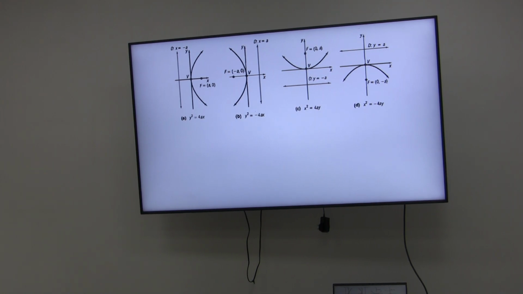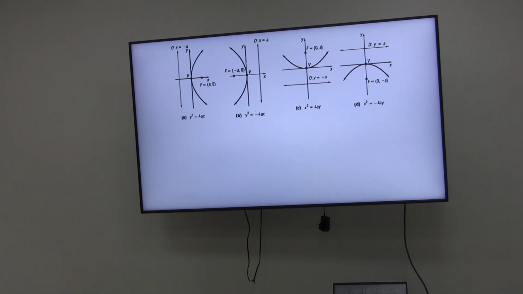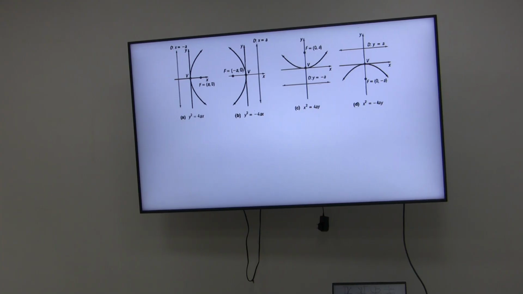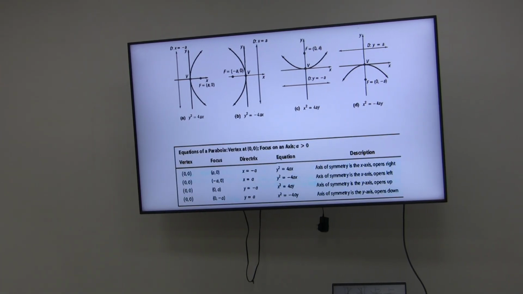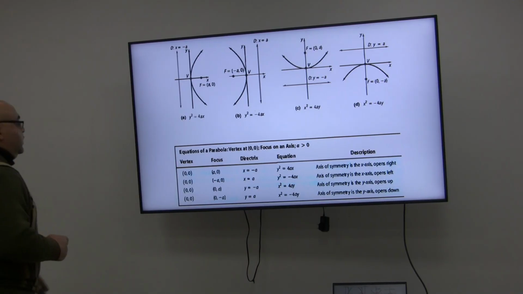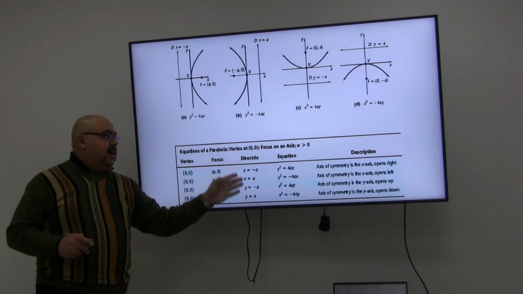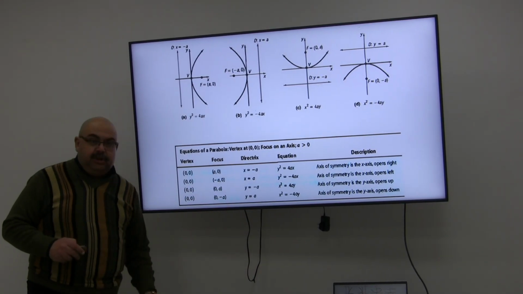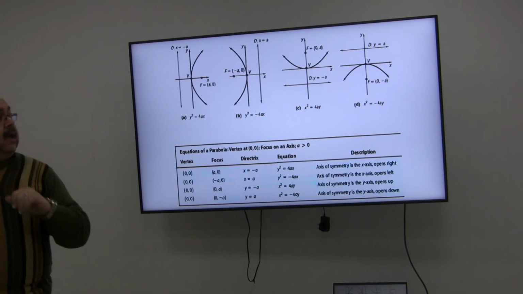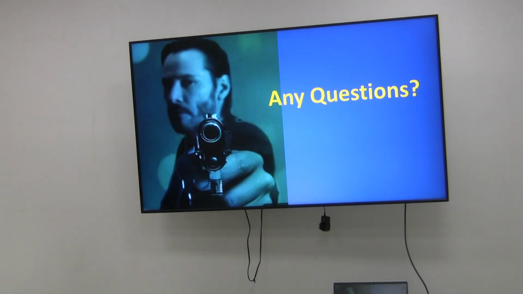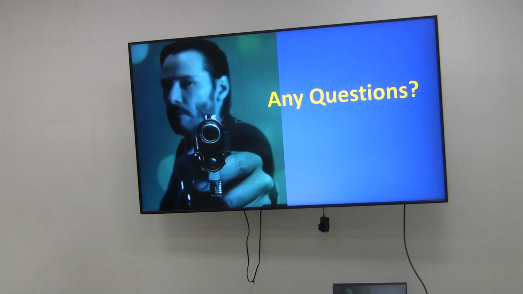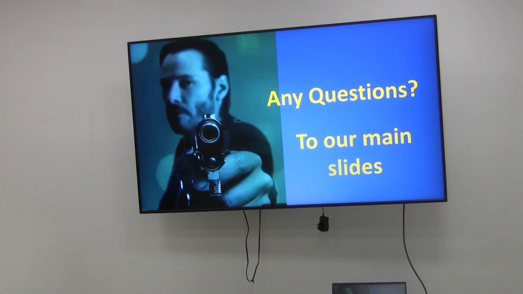If it is symmetric about the y-axis and opening upward, or symmetric about the y-axis and opening downward, or in the x direction, in the positive direction or in the negative direction. And this table summarizes the focuses, the vertices, the directrices, and the general equation. All of this you will have. Okay, any questions? No. Okay, very good. To our main slides.